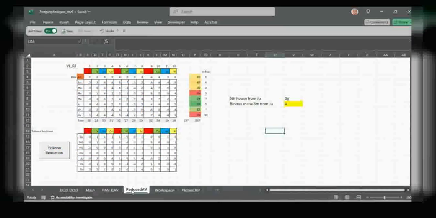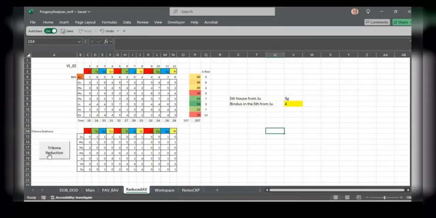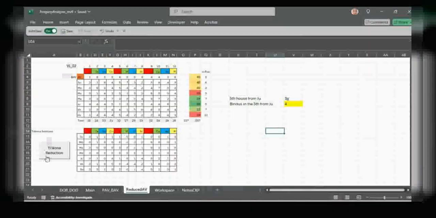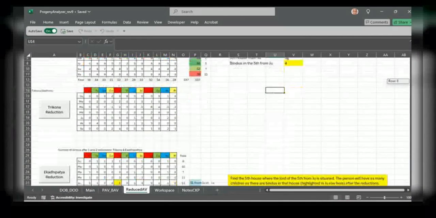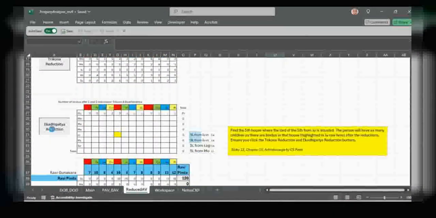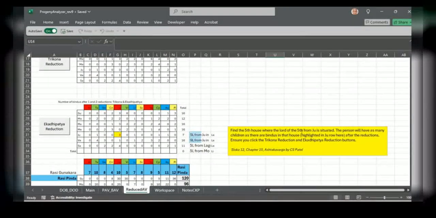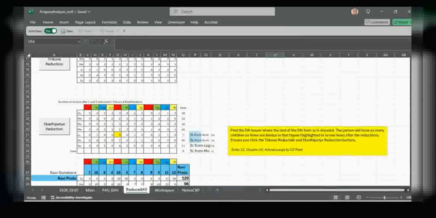When you come to the reduced Ashtakavarga, this is where we have to click on the Trikona reduction, because this is pulled directly from the Prastara Ashtakavarga sheet. It creates it for the particular individual, but individually you have to do the Trikona reduction and the Ekadipatya reduction. Once that is done, find the fifth house from the Lord of the fifth from Jupiter situated. The person will have as many children as there are bindus in that house.